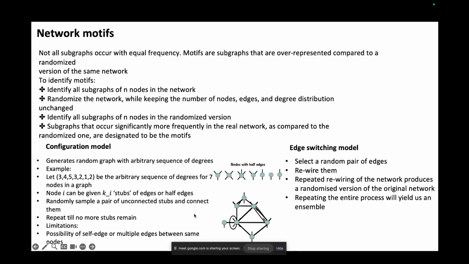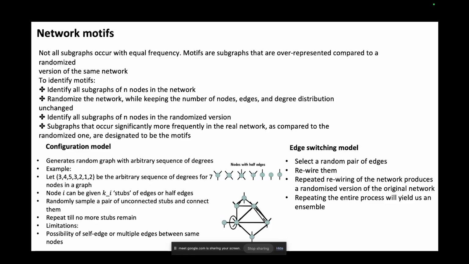So these two models, a configuration model and an edge switching model, are used to generate these random graphs to be compared against your original graph. The configuration model works like this: you take the nodes and the edges and you cut the edges in the middle, and you are left with the node and a stub, which is basically half an edge. In the edge switching model, you select a random pair of edges and you rewire them. You take that edge and you move it somewhere else. And you repeat that rewiring of the network and you produce a randomized version of the original network.